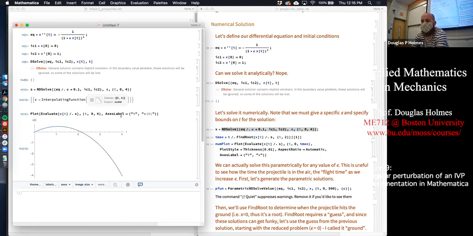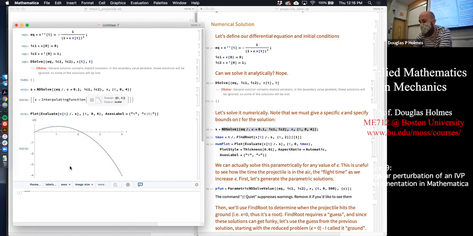What might be interesting for us to know is to figure out, for instance, how long does the projectile stay up in the air depending on my choice for epsilon? So here it clearly stays up in the air for 2-ish seconds, right? We can actually figure that out exactly. And we can figure that out exactly by asking it to find when our solution crosses the x-axis.